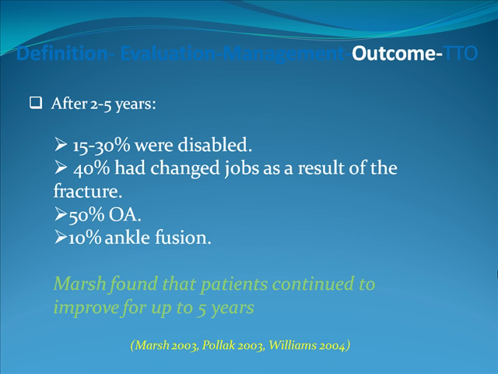Now, after 2 to 5 years, 15 to 30% were disabled, 40% had changed job as a result of the fracture, and 50% had developed osteoarthritis. Of them, 10% needed ankle fusion. Important thing here, Marsh found that patients continued to improve for up to 5 years. So really, unless you're pushed to do ankle fusion or ankle replacement, probably you need to consider this 5 year period in which the patient still can improve.